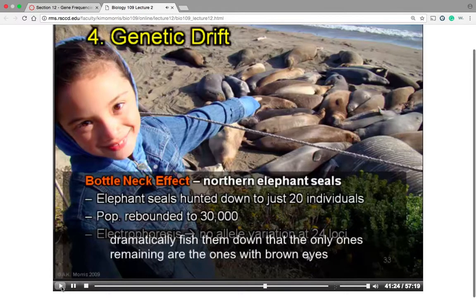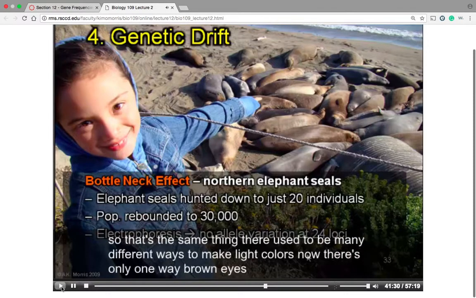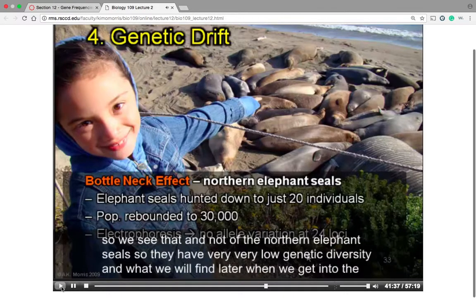However, you have so dramatically fished them down that the only ones remaining are the ones with brown eyes. So that's the same thing. There used to be many different ways to make eye colors. Now there's only one way, brown eyes. So we see that in the northern elephant seals. They have very, very low genetic diversity.